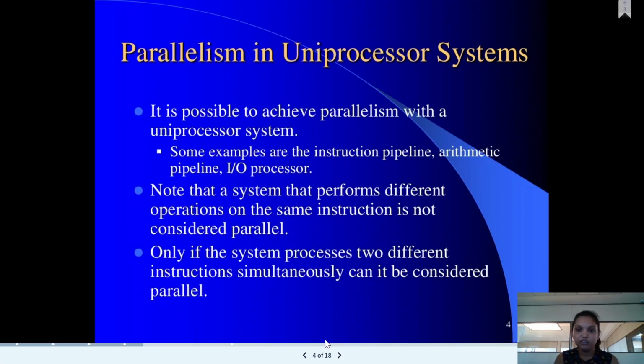It means that if a system performs different operations on the same instructions, then it is serial. Then it's not parallel. Only if the system processes two different instructions simultaneously can it be considered parallel. Means at exactly 5 o'clock, if there are two instructions happening concurrently, then it is known as parallel.